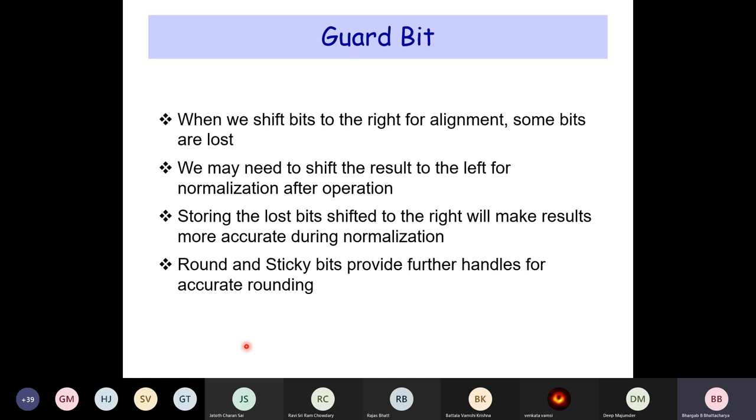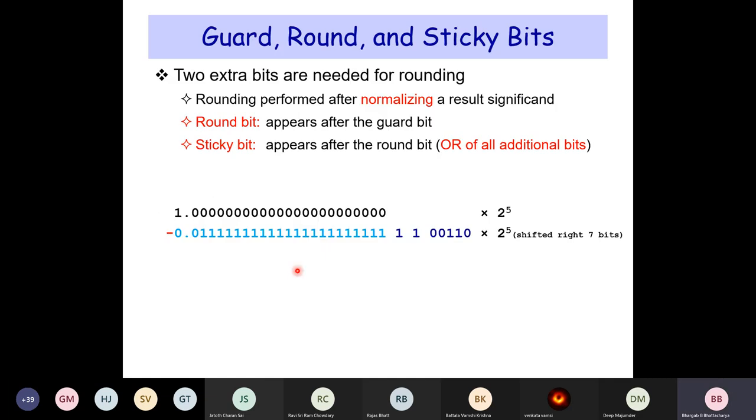And round and sticky bits provide further handles for accurate rounding. Well, let me give you a small example here. One operand is this, whose exponent is 2 to the power 5. There is another operand whose exponent was less, but we have already shifted it by 7 bits to make it equal. So this is the second operand after shifting, shifted right by 7 bits. If you don't have anything, you have only this portion, because these are the bits which are shifted out.